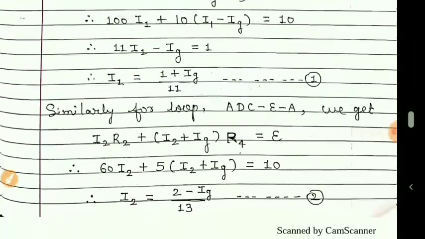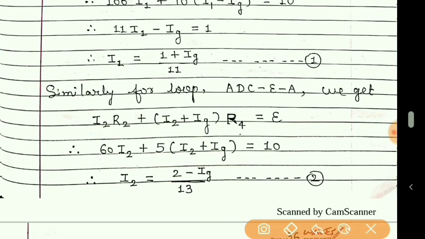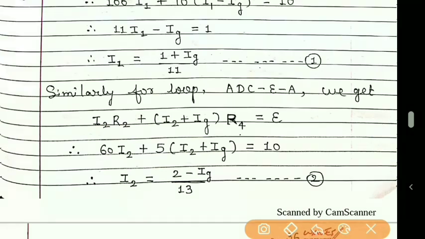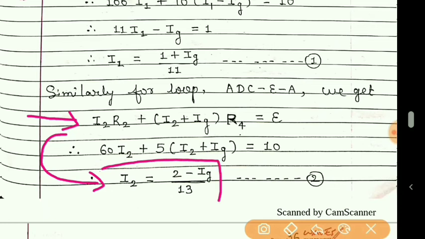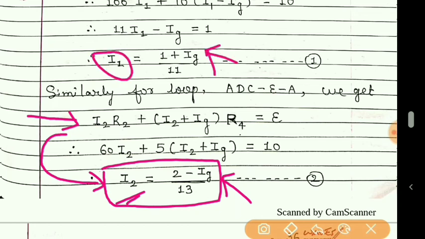So applying Kirchhoff's rule to this loop, we got this equation, and simplifying to get I2, we will get this result, I2 in terms of Ig. First we obtained I1 in terms of Ig. Now here we obtained I2 in terms of Ig. Let us give this equation number 2.